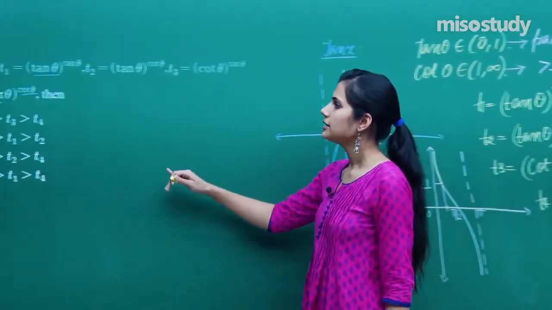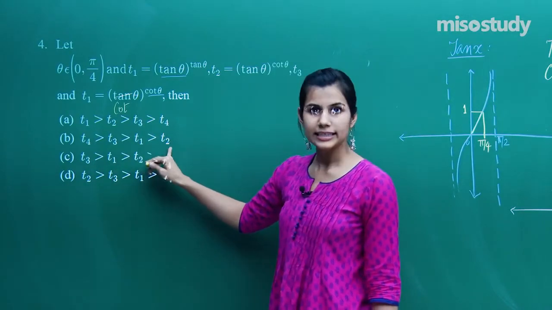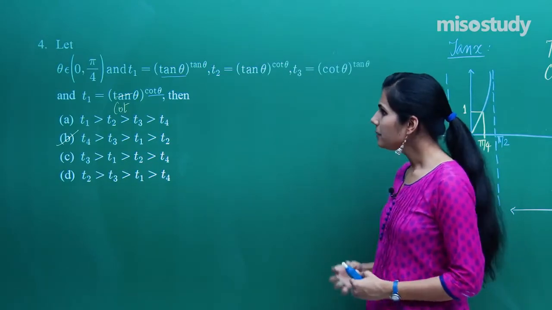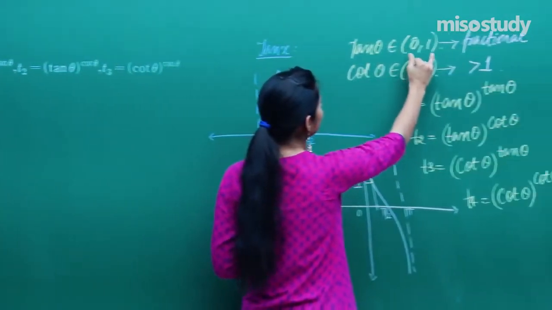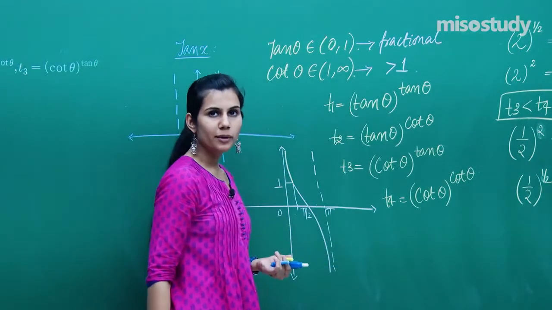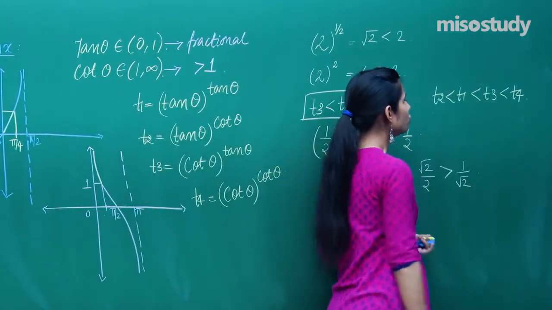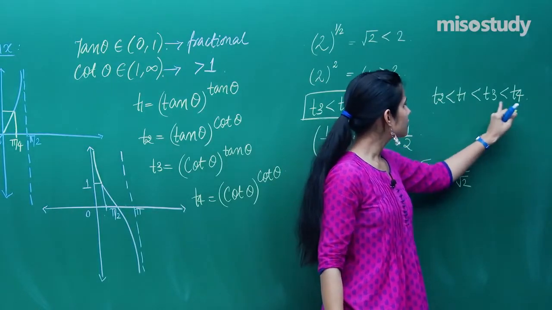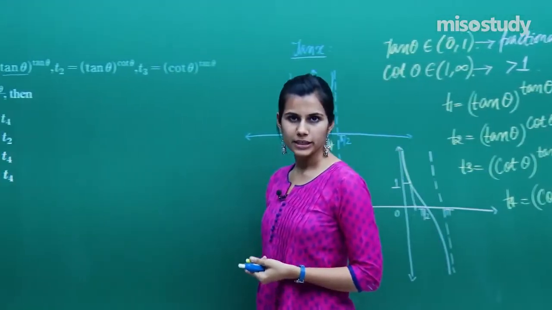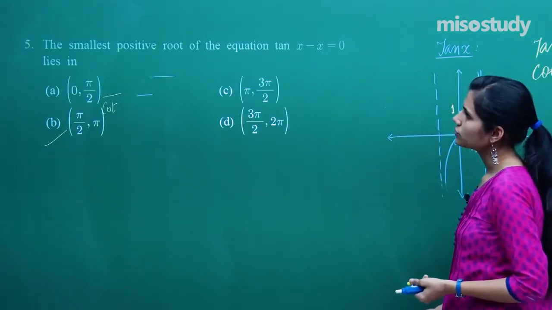Let's see what is the answer. This happens to be the answer. T4 greater than T3, greater than T1, greater than T2. That is what we had got. And so this is the correct one. So here basically what we used is the fact that tan theta belongs to (0, 1), that means it's a fractional value, whereas cot theta belongs to (1, infinity), a number greater than 1, and that gave us such a conclusion. Alternatively, I can write it as T4 is greater than T3, is greater than T1, is greater than T2, the way it is written in your option number B. Fine?